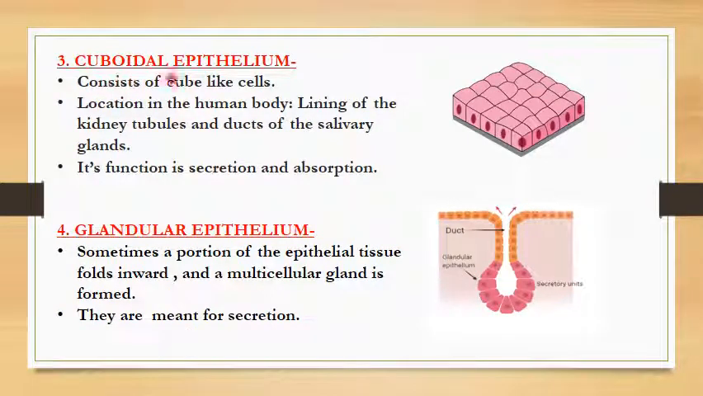3. Cuboidal epithelium consists of cube-like cells. Location in the human body: lining of the kidney tubules and ducts of the salivary glands. Its function is secretion and absorption. 4. Glandular epithelium. Sometimes a portion of the epithelial tissue folds inward and a multicellular gland is formed. They are meant for secretion.